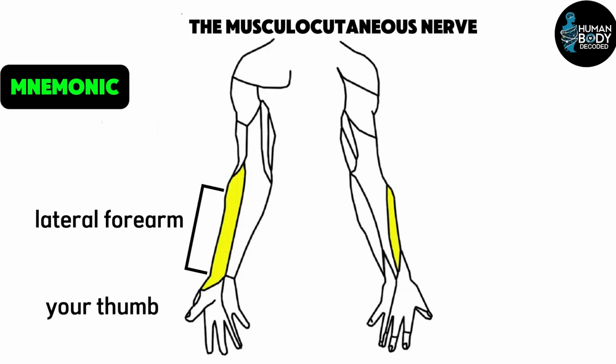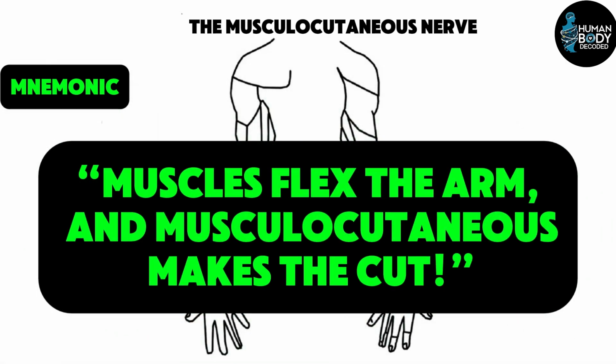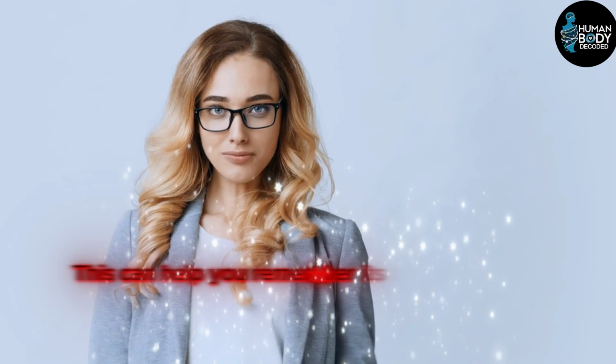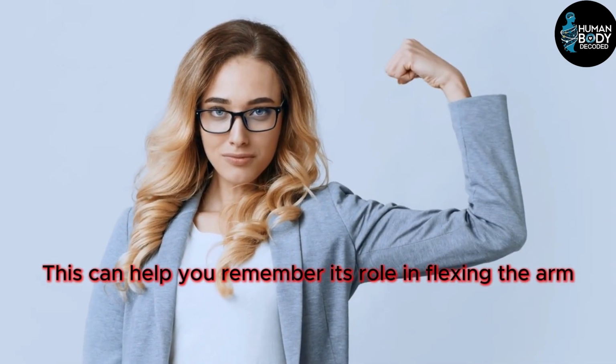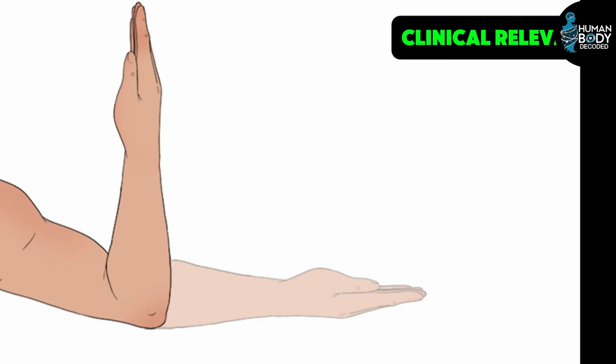Mnemonic: muscles flex the arm, and musculocutaneous makes the cut. This can help you remember its role in flexing the arm and providing sensation to the forearm. Clinical relevance. Injury to the musculocutaneous nerve results in weakened elbow flexion and loss of sensation along the lateral forearm.